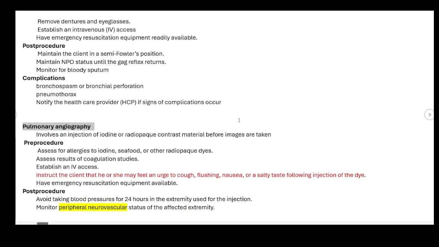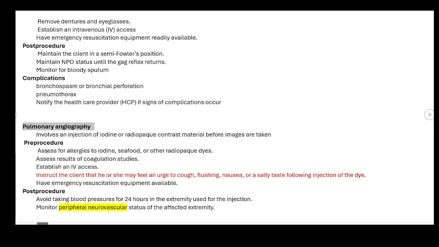Sorry about that. Okay. So let's talk about pulmonary angiography. When we talk about pulmonary angiography, we're talking about the pulmonary system, which is the lungs and then the airways. Angiography means that they will inject the dye, or the contrast, before the images are taken in the lungs or the airways, and this usually enhances the images that come out. Like I said before, this involves injection of iodine or radiopaque contrast materials before the images are taken.